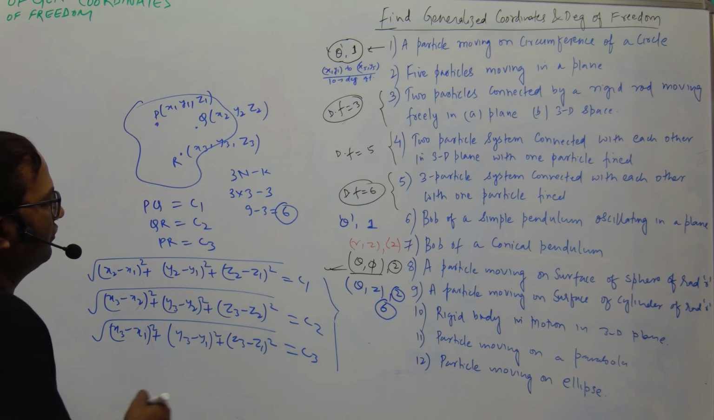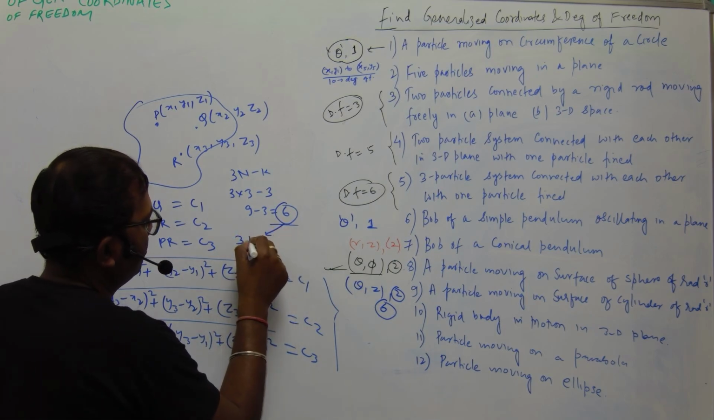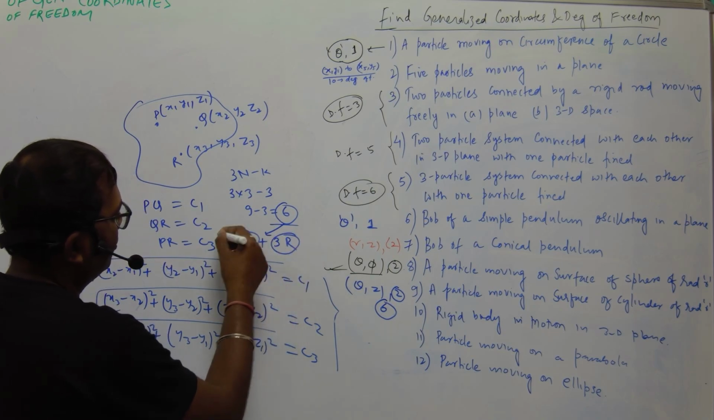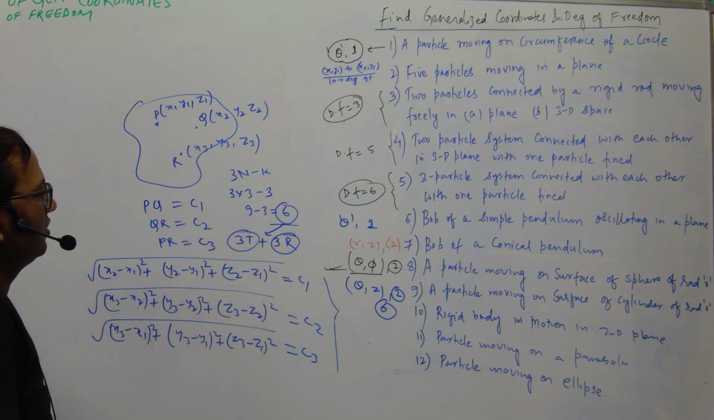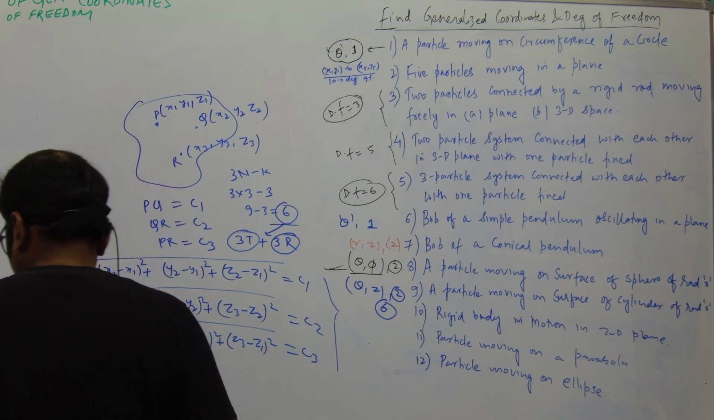The degree of freedom is 6 here, which means 3 are due to the translational motion plus 3 are due to the rotational motion. So the degree of freedom of a rigid body is due to translational motion and the second one is due to rotational motion. Okay, so now we have a particle moving on a parabola.